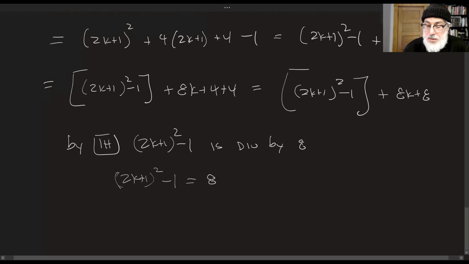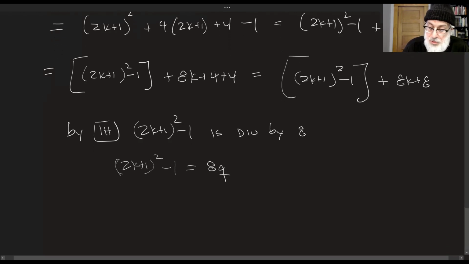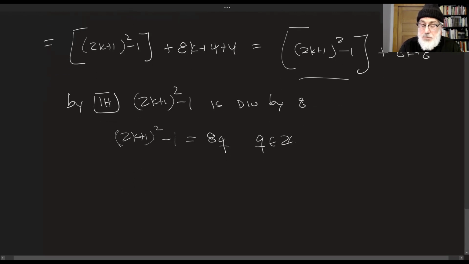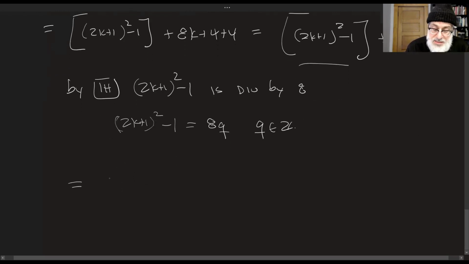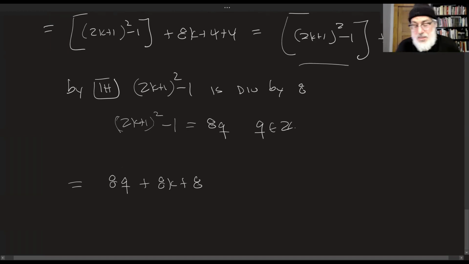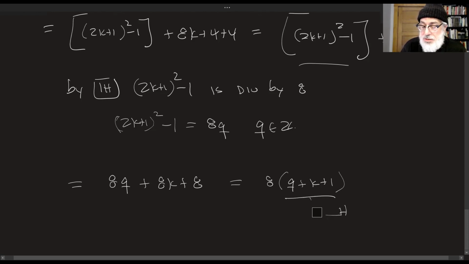Now we need another letter. Let's use q for some q that ranges over the integers. So I can just replace this in here with 8q. So that means that that's equal to 8q, because again, it's divisible by 8, and I'm going to add 8 times k plus 8. Now at this point, it should be obvious that we should factor out an 8. Now what we get is q plus k plus 1. So what is q plus k plus 1? This is just an integer.